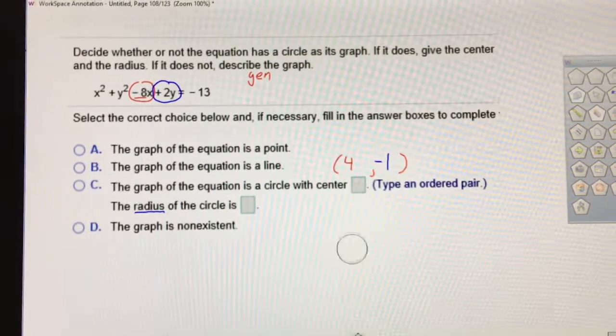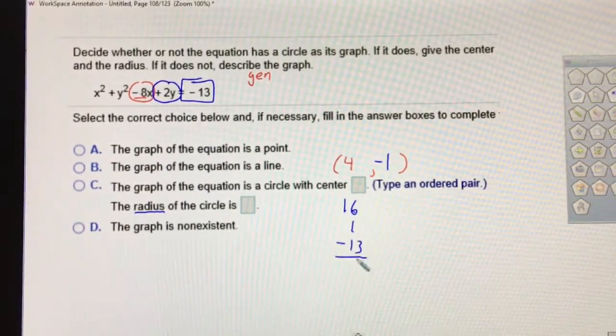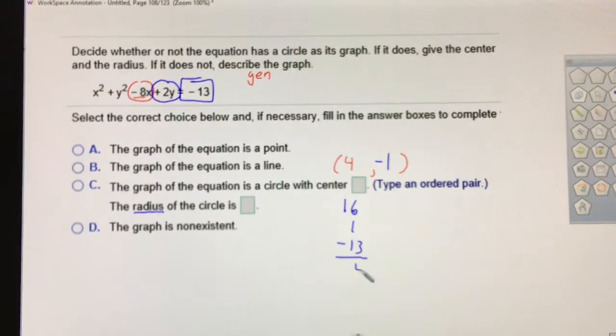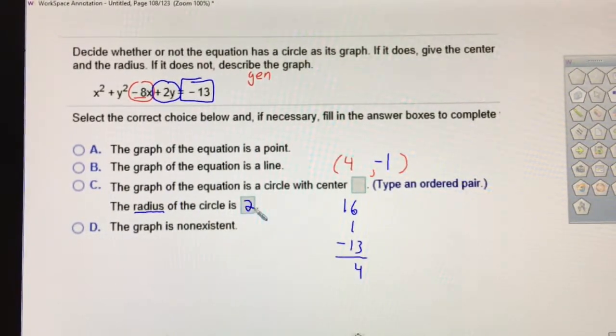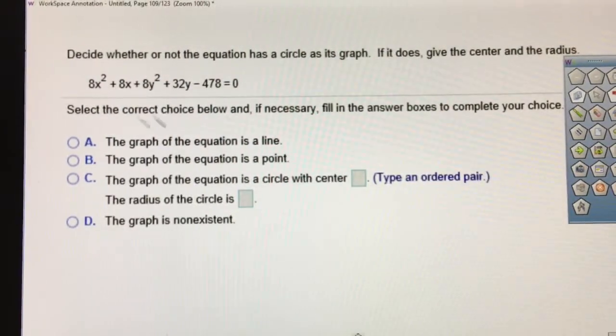Now to find out the radius, they want the radius here. What I need to do is take this and square it. So that's 16. Square that. Negative 1 times negative 1 is 1, and then I need to take this number and subtract it. So that's going to be 17 minus 13. That equals 4. And 4 is not my radius. 2 is. You have to square root that 4. And that's the method.